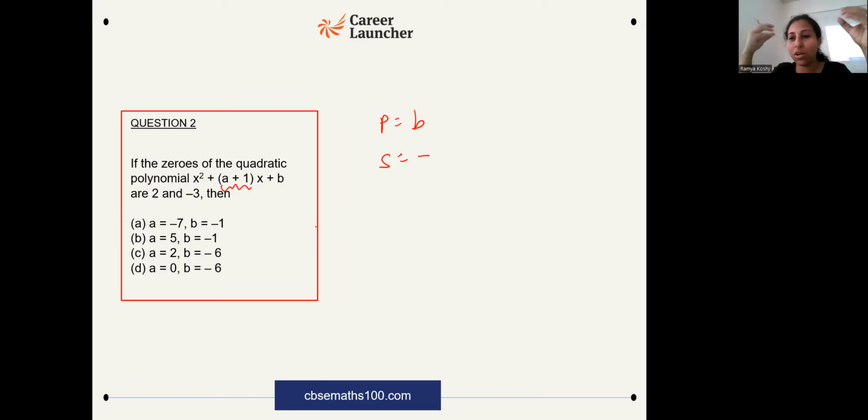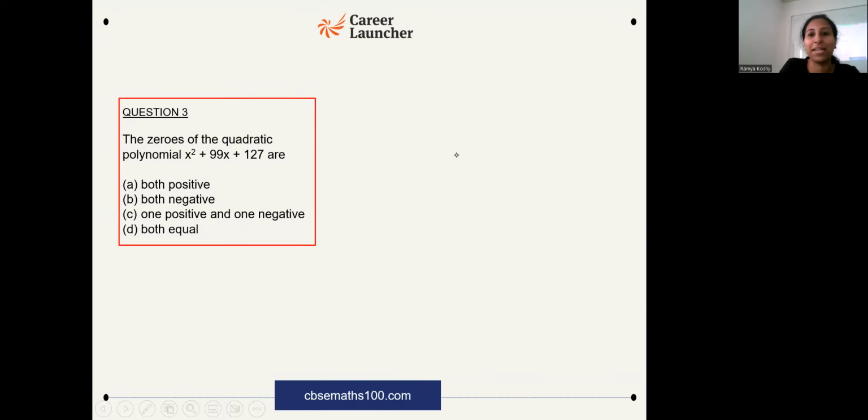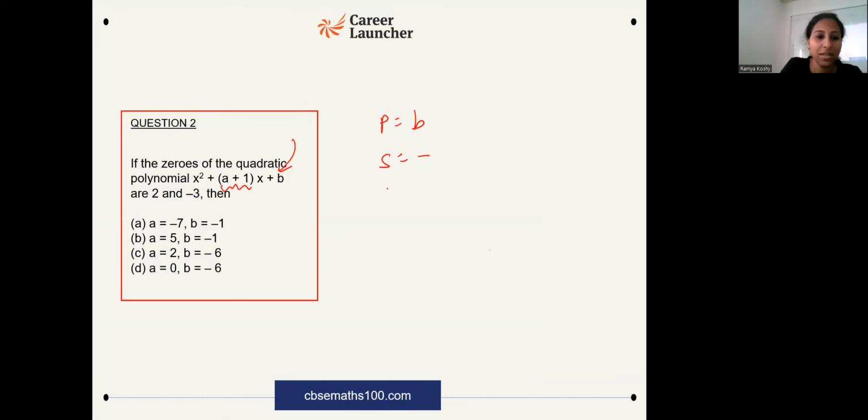Some of you who are not very strong with concepts will make the mistake of getting confused between the formula's a and b and the a and b given here in the question. Don't do that. Understand the meaning. In the formula, a means x square coefficient, b means x coefficient, and c means constant term. So the sum over here must be minus of x coefficient divided by x square coefficient, which is minus of a plus 1.